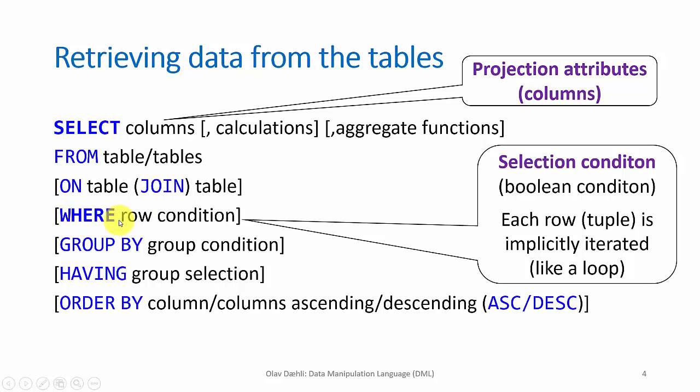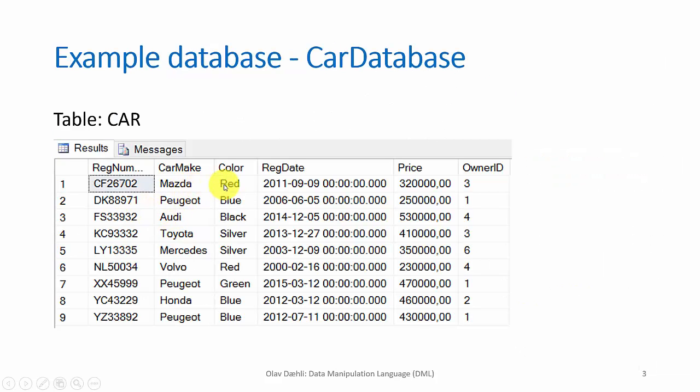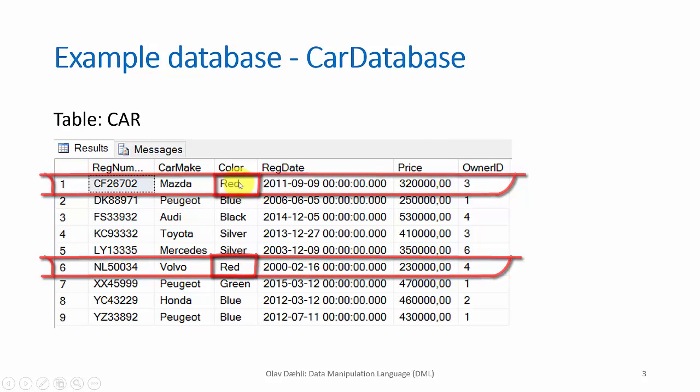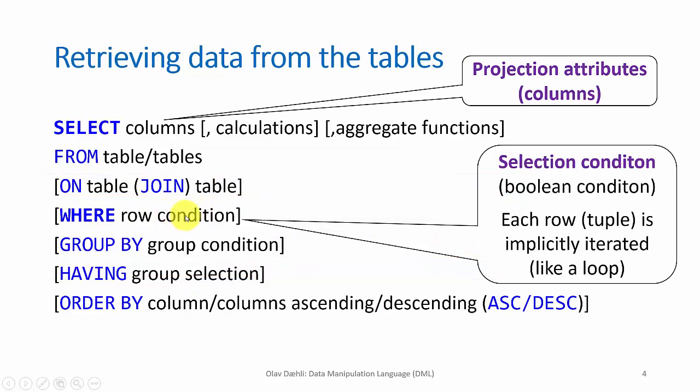And we have the where part, where we can specify the row conditions, and that means which rows we want to retrieve. We can filter the rows so that we don't have to return all the rows in the table. Maybe, for instance, we want to return only the rows with the red cars. And then we can specify that as a criteria in the where part.